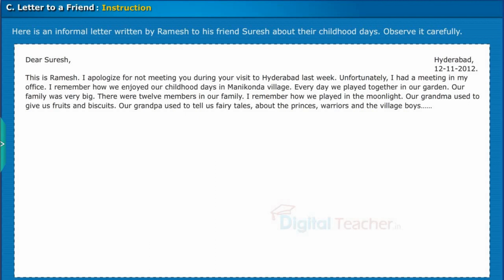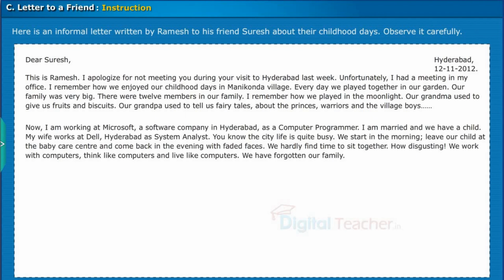Our family was very big. There were 12 members in our family. I remember how we played in the moonlight. Our grandma used to give us fruits and biscuits. Our grandpa used to tell us fairy tales about the princes, warriors, and the village boys. Now, I'm working at Microsoft, a software company in Hyderabad, as a computer programmer. I'm married and we have a child.